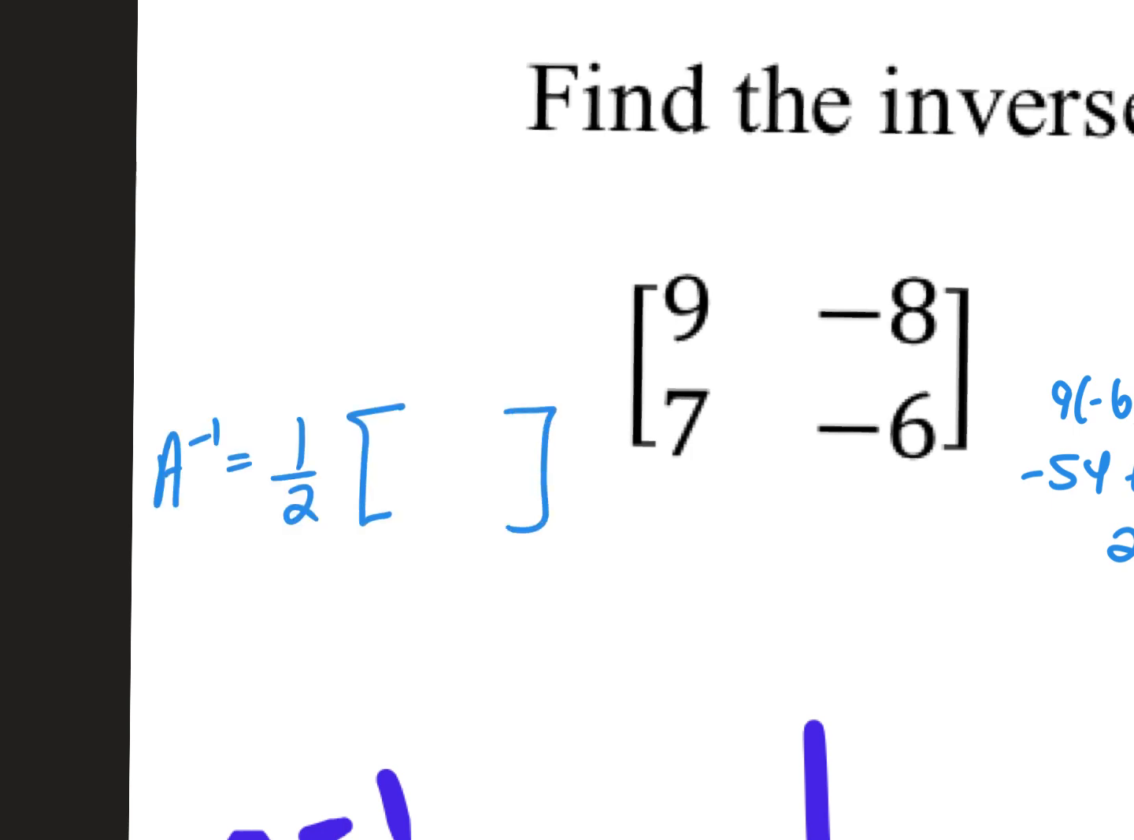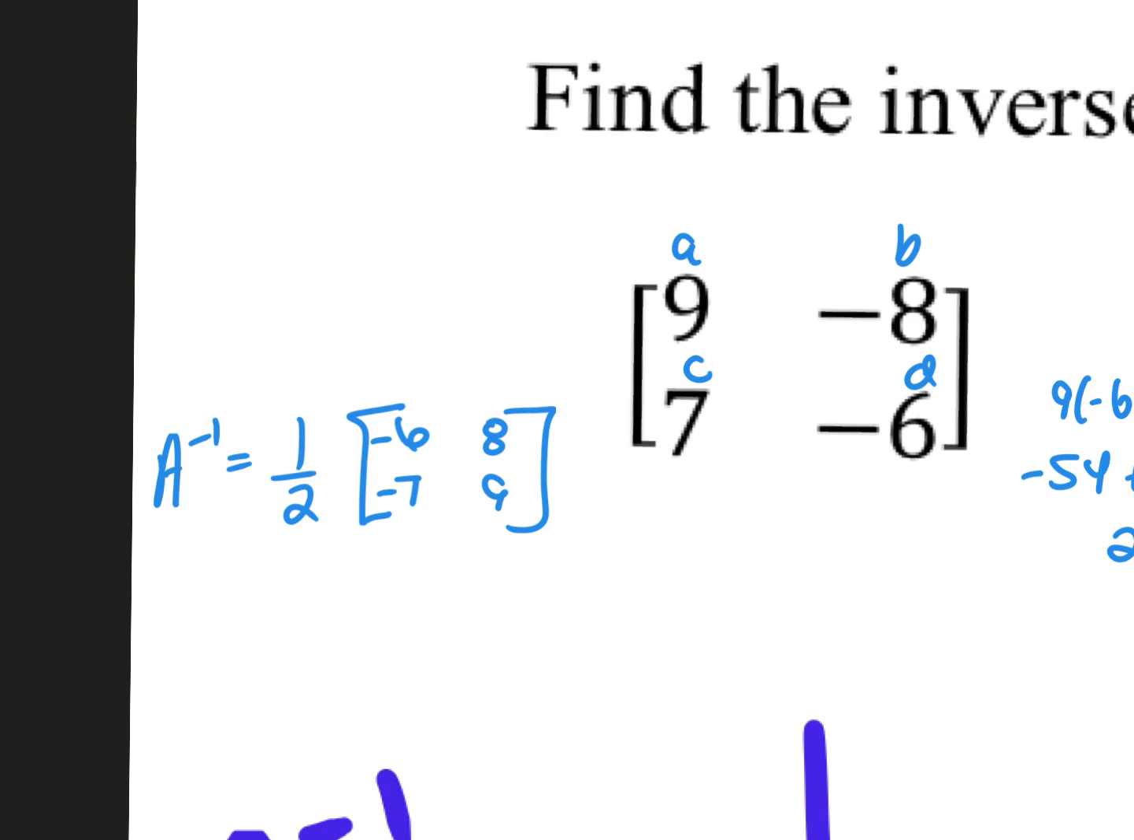Switch the places of A and D. So negative 6 goes here, 9 goes here. And I switch the signs of C and B. So negative 7, positive 8. Everybody with me? It's A, B, C, D, right? It's A, B, C, D.